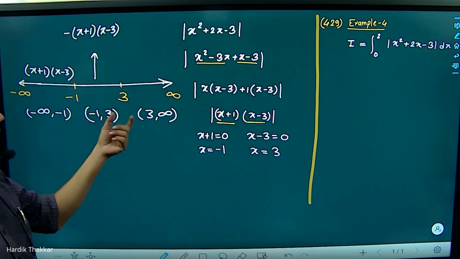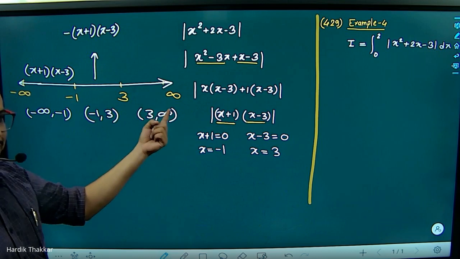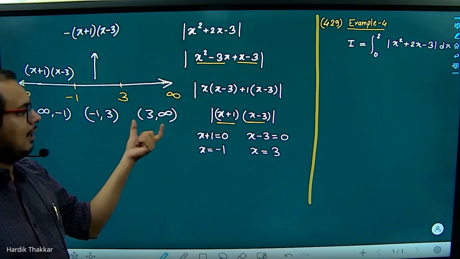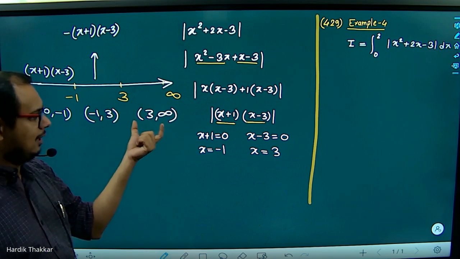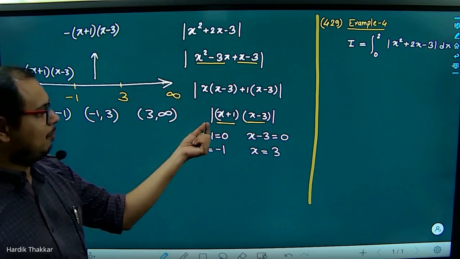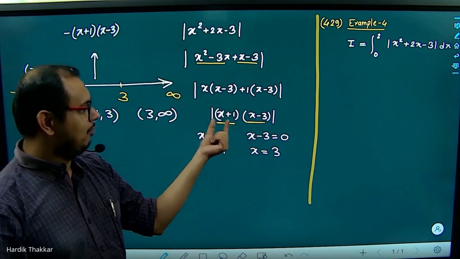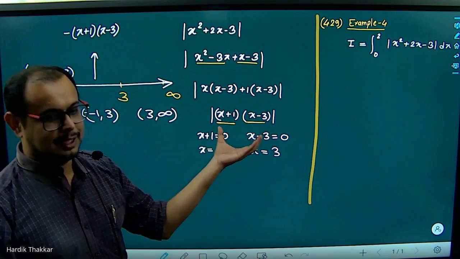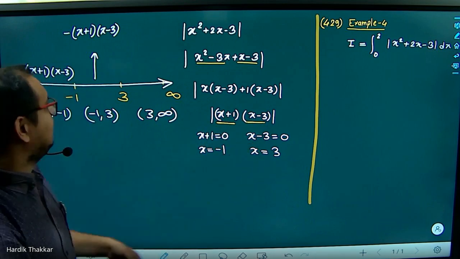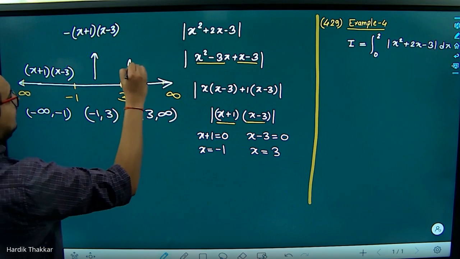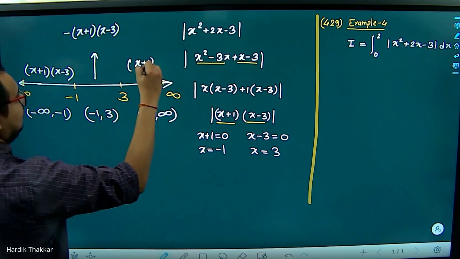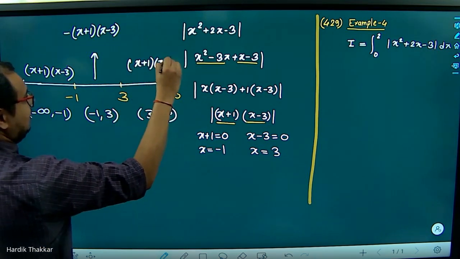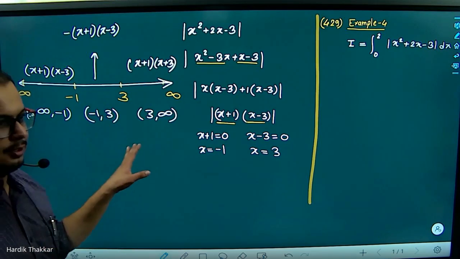Now we will check the next interval, that is 3 to infinity. Consider any value in this interval. Let us consider 10. When we put 10 in the modulus, we get a positive value for both the factors. It means the overall value inside the modulus is positive, so there will be no change. For this interval, the modulus function will be replaced like this. Correct? Shavi, you got this?